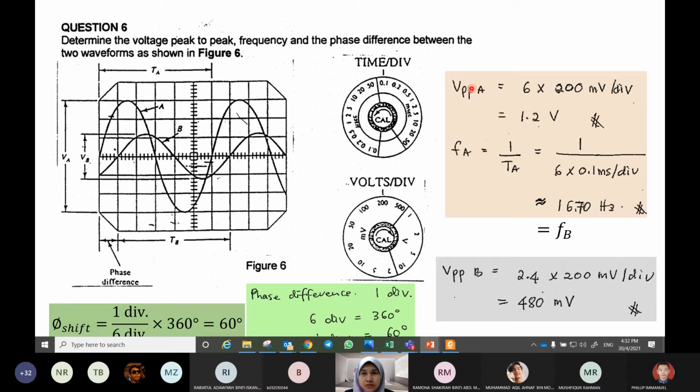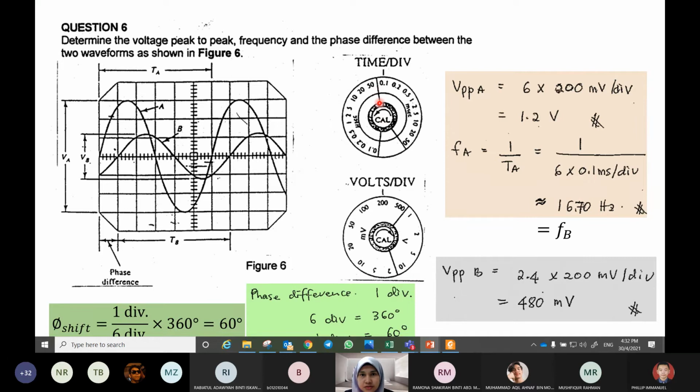This is for A. Frequency for A is, okay, count from here to complete a cycle. So we have 1, 2, 3, 4, 5, and 6. Okay, 6 division in a cycle. Multiply with the time per division setting.